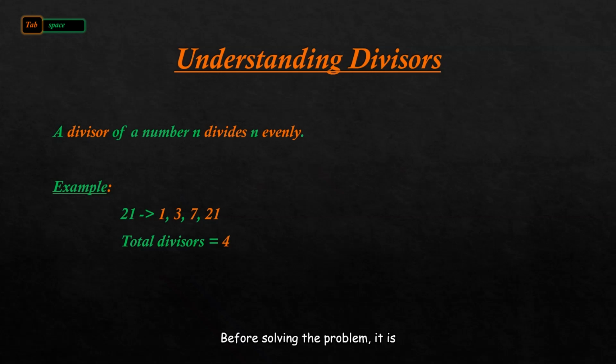Before solving the problem, it is important to recall what a divisor is. A divisor of a number n is any positive integer that divides n without leaving a remainder. For example, consider the number 21. Its divisors are 1, 3, 7, and 21. Since it has exactly 4 positive divisors, it qualifies for our problem. Most numbers do not satisfy this condition, which is why we must be selective.